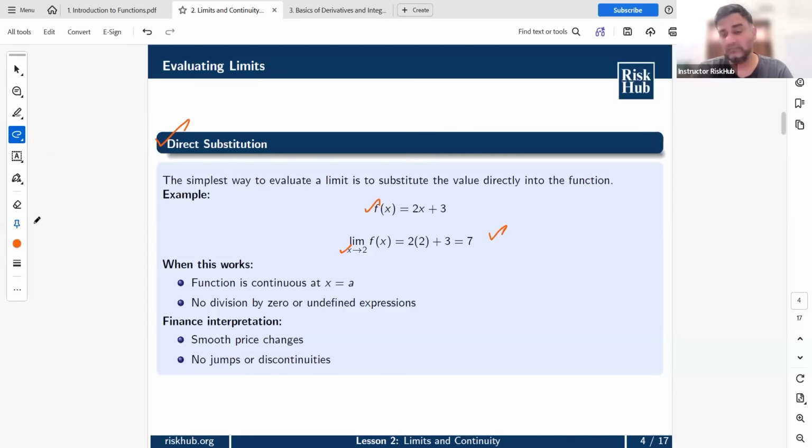So when does direct substitution work? Direct substitution works when the function is continuous, right? What does continuous mean? Continuous means the graph has no jumps. Then, the expression is defined, meaning no division by 0 or undefined expression, because you know anything divided by 0 doesn't fetch you anything, right? It is undefinable.